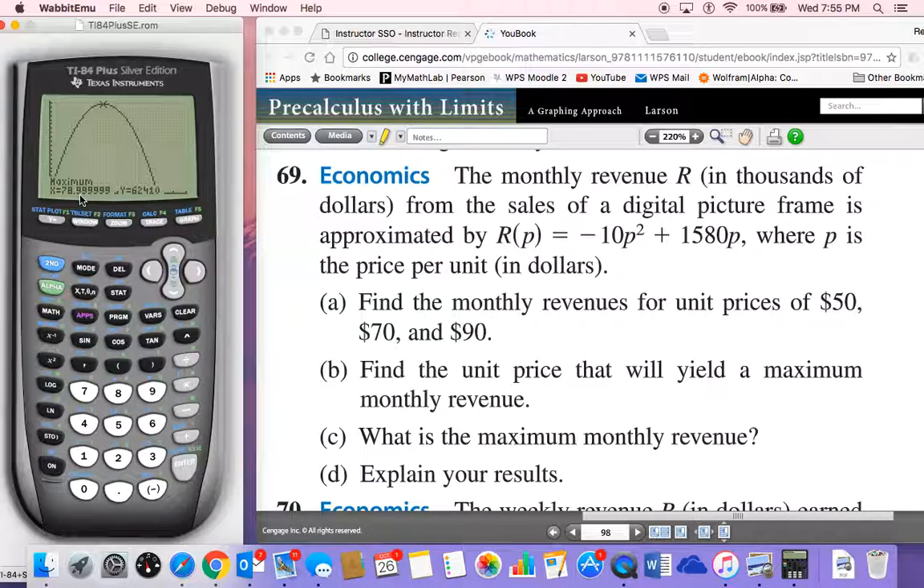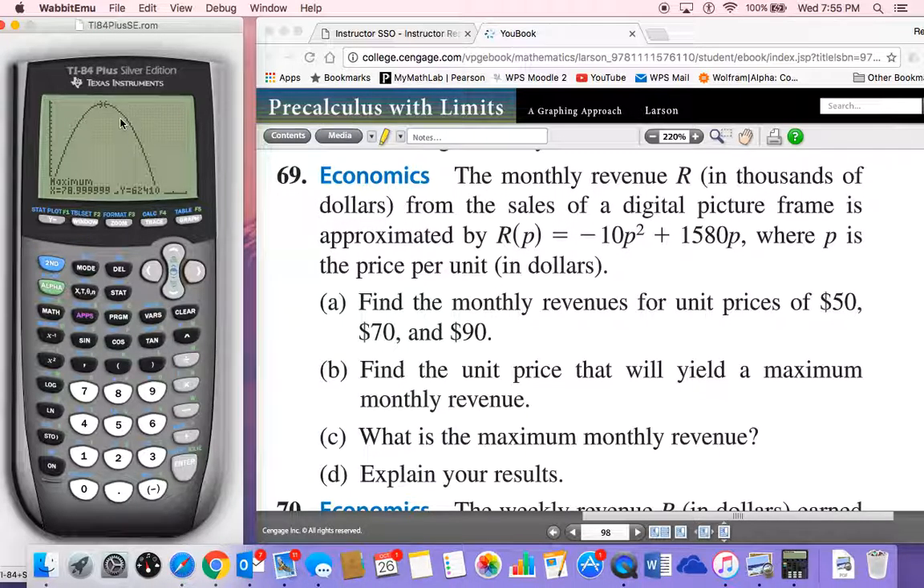You can answer $78.99, or you can say $79. I make the most money when I charge $79. Okay, and the monthly revenue, we already did that. And as far as explaining your results, the vertex is the maximum point on my graph. Basically, this tells me at what price I'm going to make the most profit.